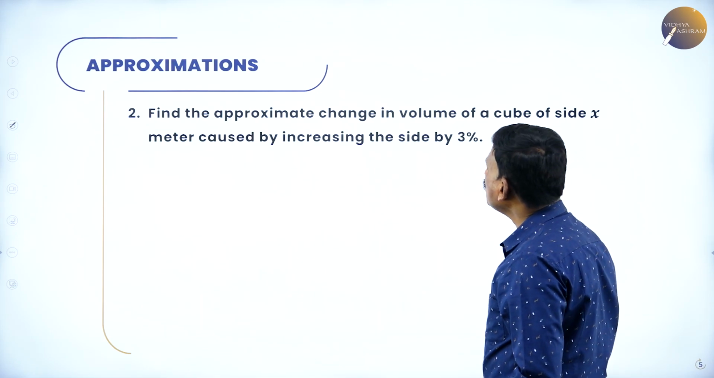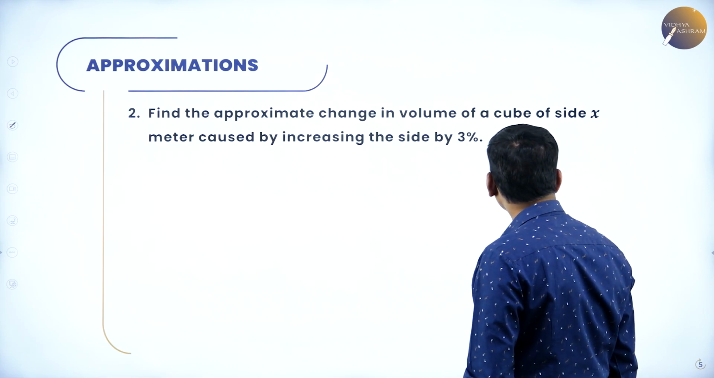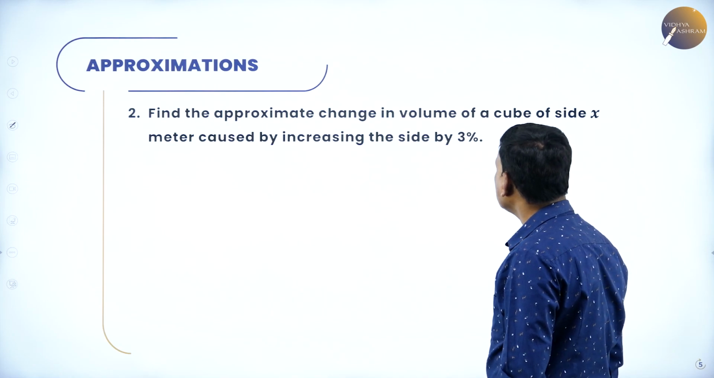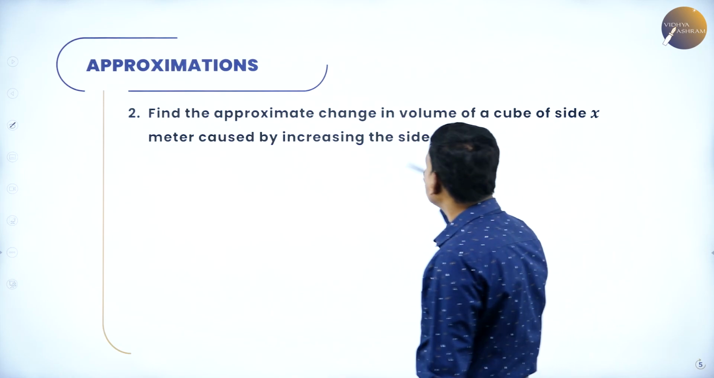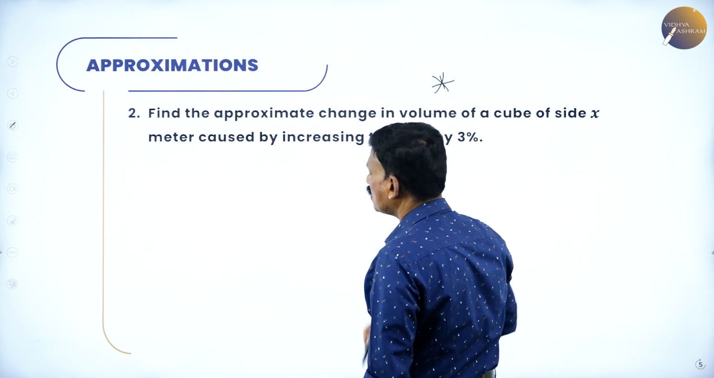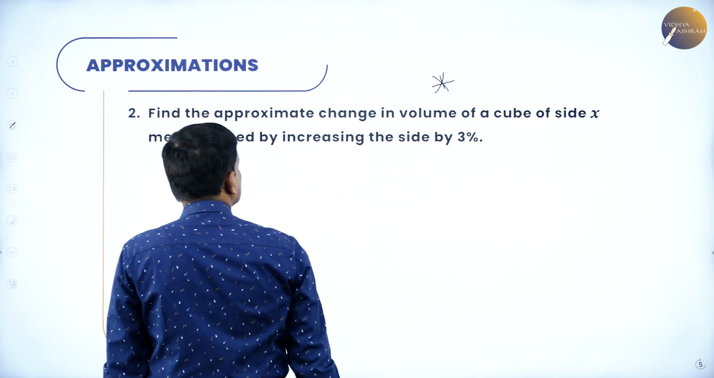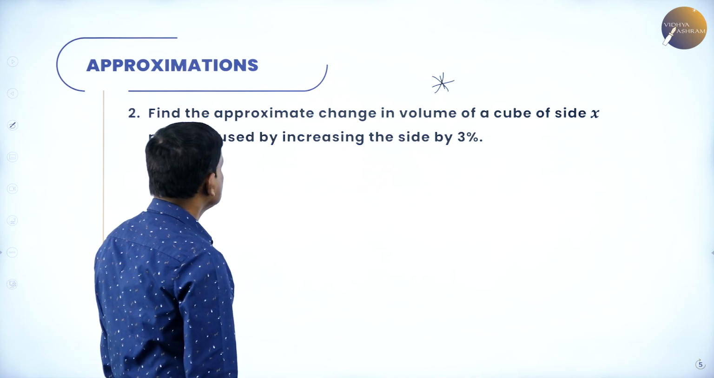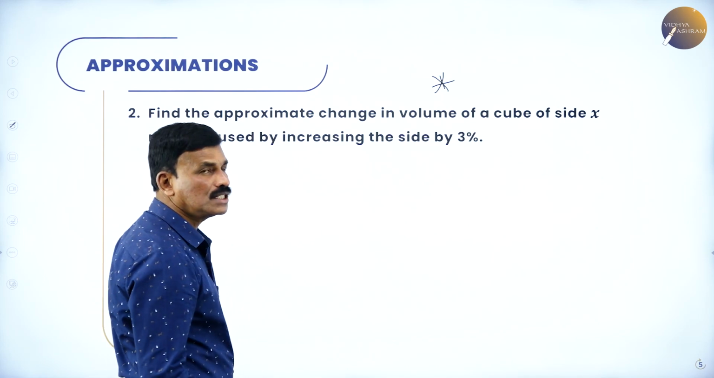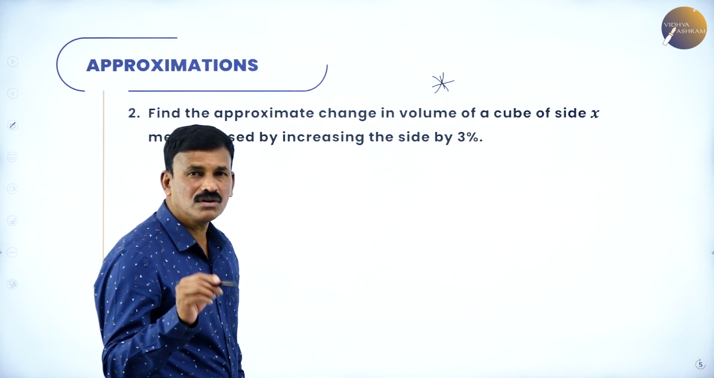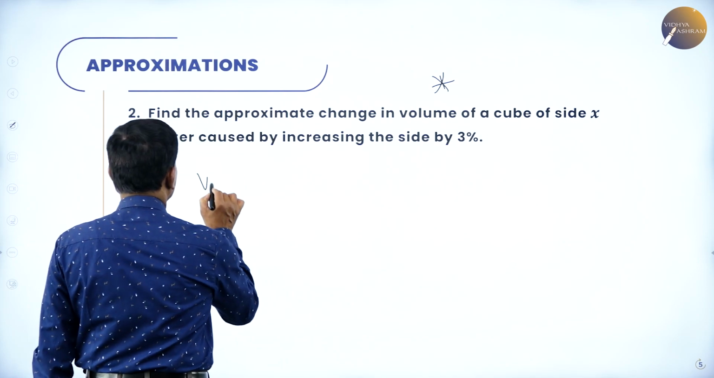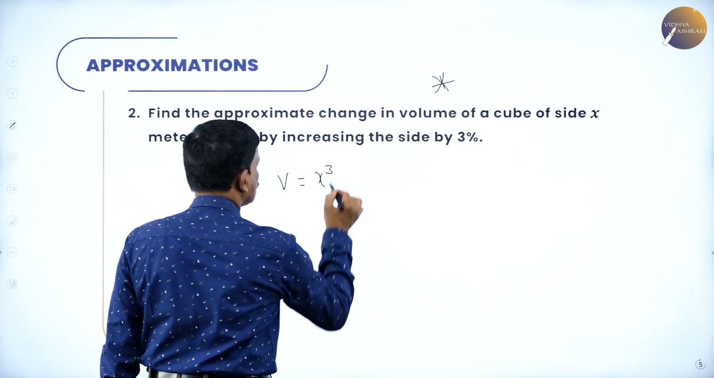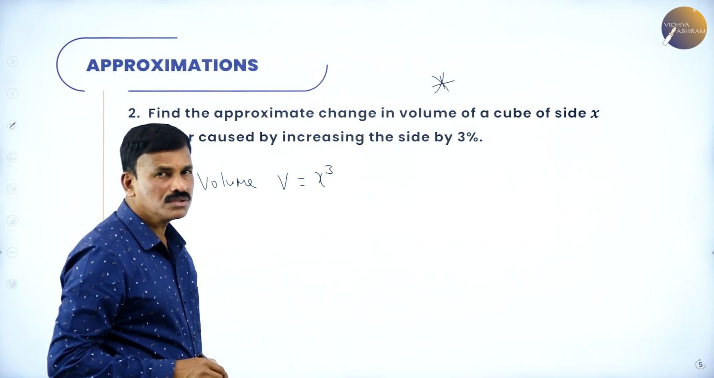Find the approximate change in the volume of a cube of side x meters caused by increasing the side by 3%. This is also an important problem, so you may expect this type of problem also. Now let us first write the volume of a cube. Volume V is equal to x cube.